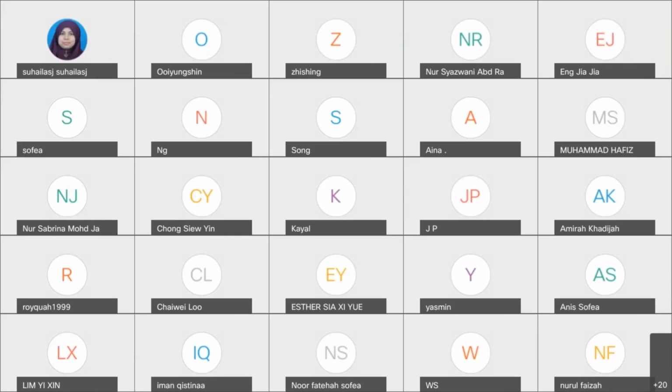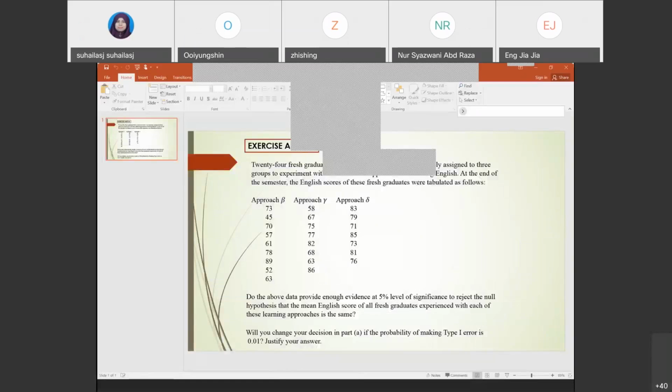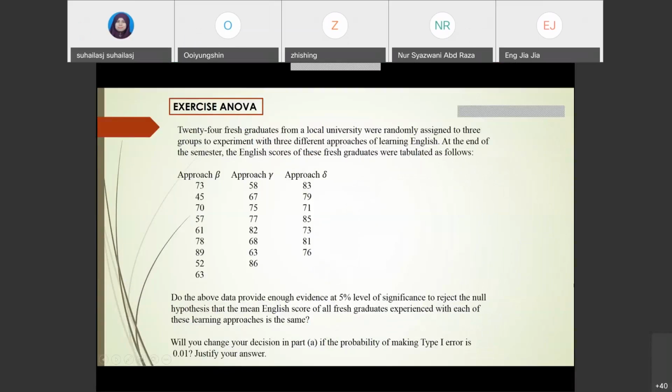Okay, we try to do this one. You have 24 fresh graduates from a local university who were randomly assigned to 3 groups to experiment with 3 different approaches of learning English. At the end of the semester, the English scores of these fresh graduates were tabulated as follows. We have the first approach, second, and also third approach. The values are arranged in columns.